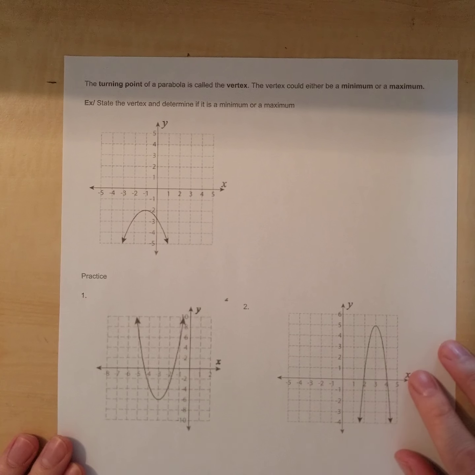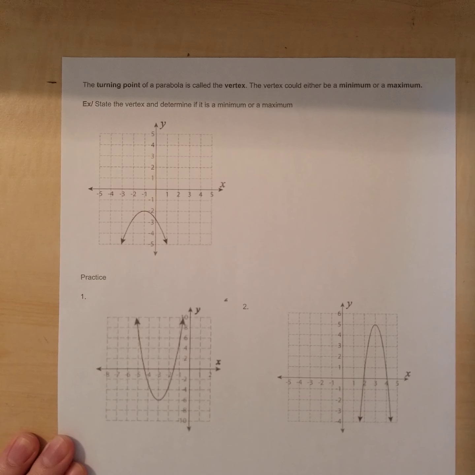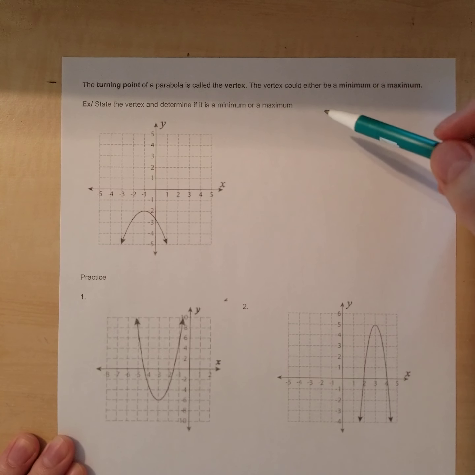In addition to the y-intercept, we also have the turning point of the parabola that we call the vertex. The vertex could either be a minimum or a maximum. So where the graph stops increasing and starts decreasing, or vice versa, that's the point we call the vertex. So let's state the vertex and determine if it's a minimum or a maximum.